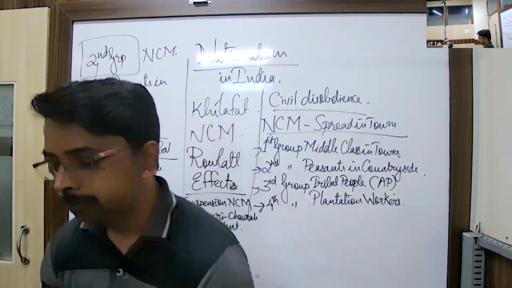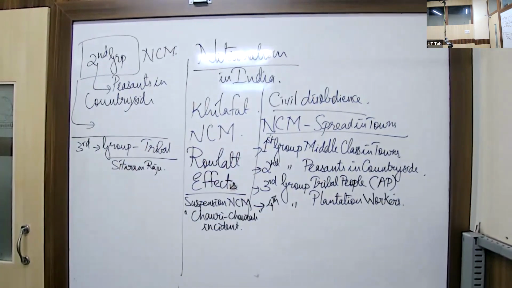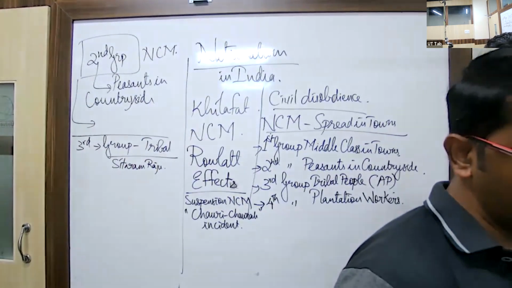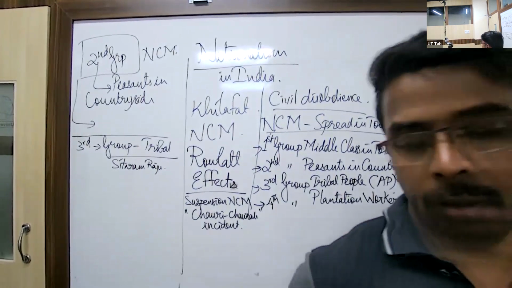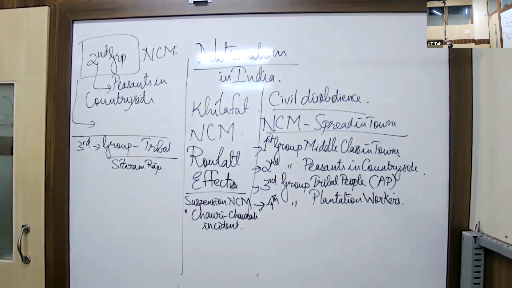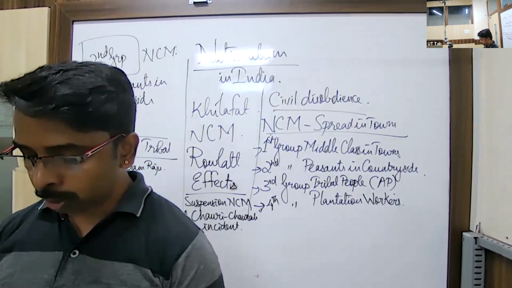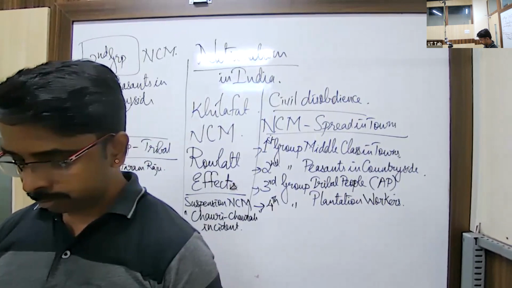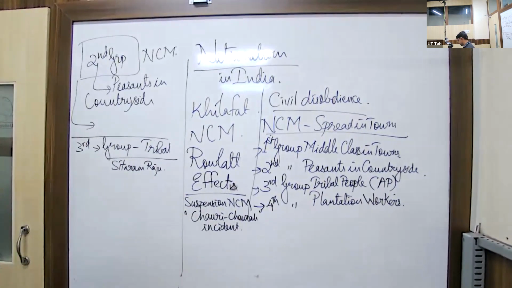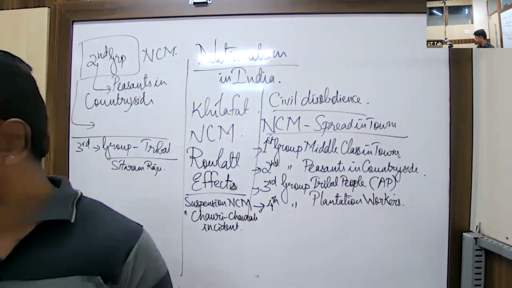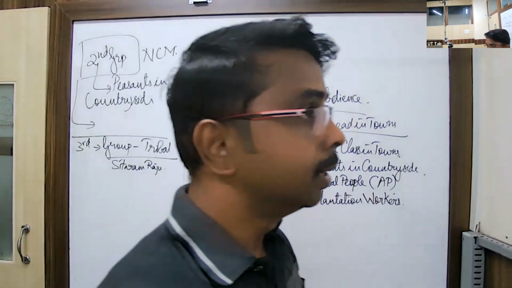Hence. Para means new points. Hence, when Gandhiji heard about this incident, the NCM becoming violent, he took a solemn decision, a big decision, of suspending this movement.